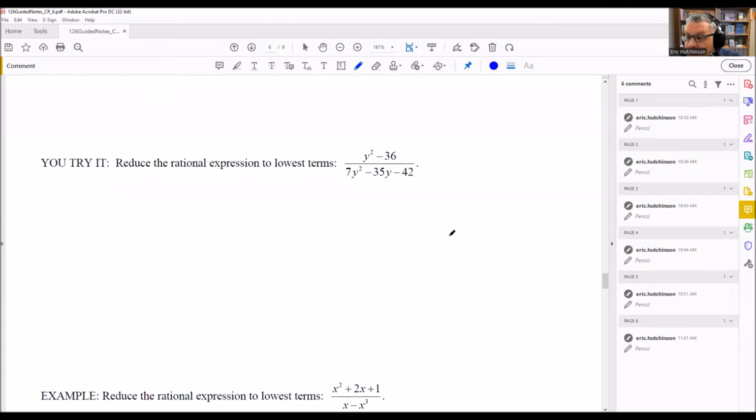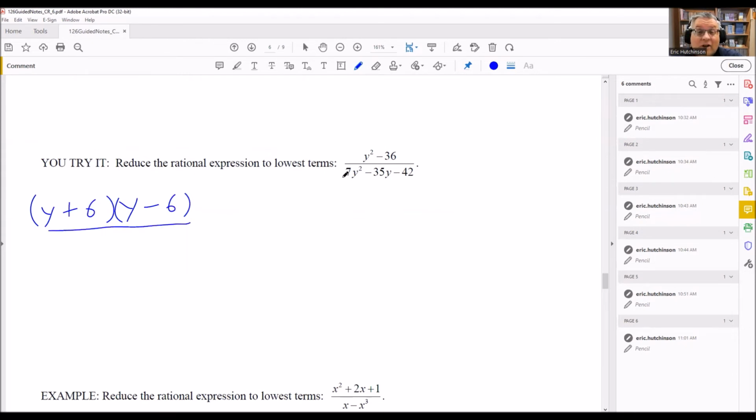Let's take a look at another one, a very similar problem, this one here. Okay, so we've got the difference of squares on the top once again. So we're going to start with that. We have a y here, and then 6 squared is 36. So we're going to do a plus 6 and a minus 6.